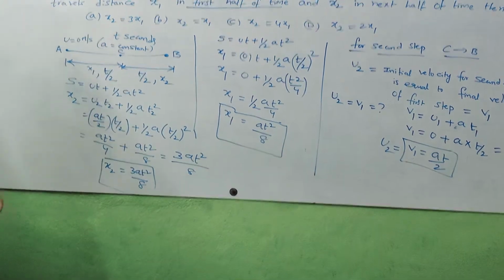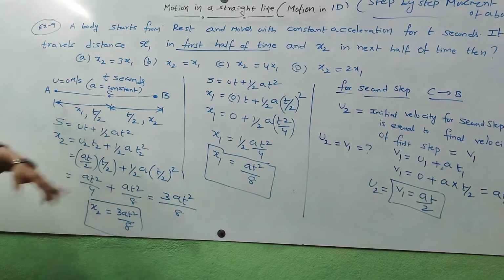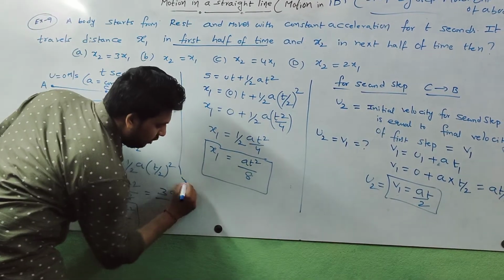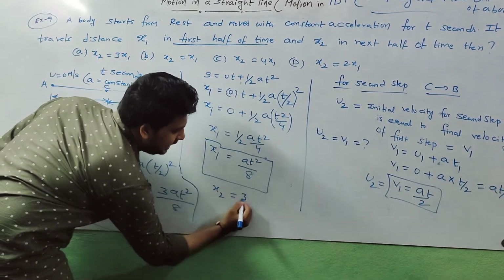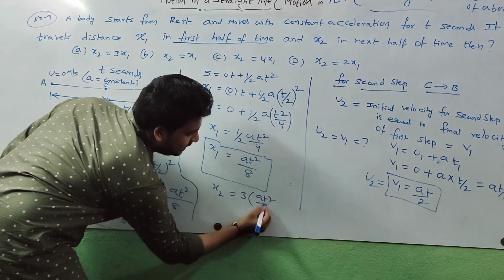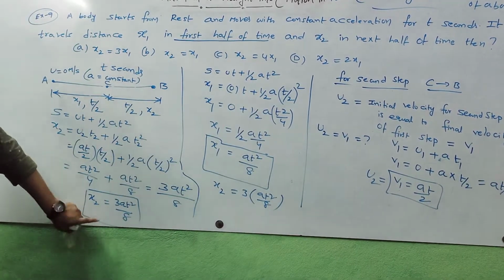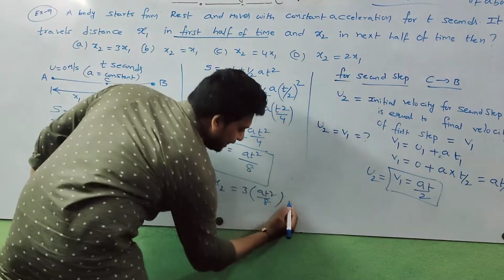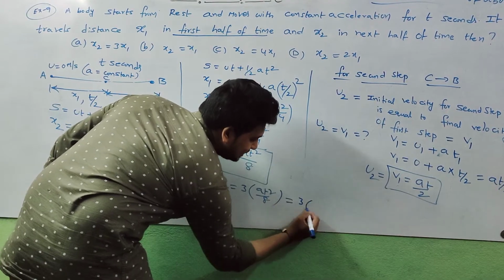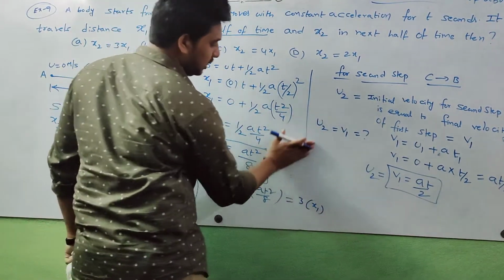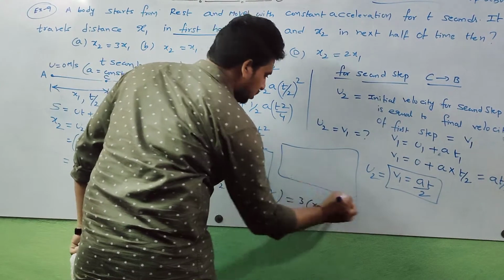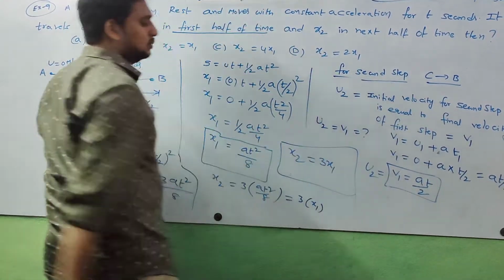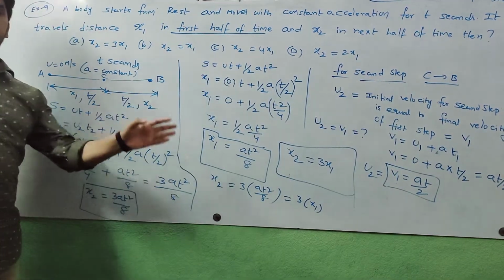Now, relation between S1 and S2, how we got? S1 is equal to at square by 8 we got. S2 is equal to 3 into at square by 8 we got. Observe carefully, what is S2 here? 3at square by 8. Now what is the relation between S2 and S1? So from this we write 3 into at square by 8 is nothing but S1. So S2 is equal to 3 into S1 here.